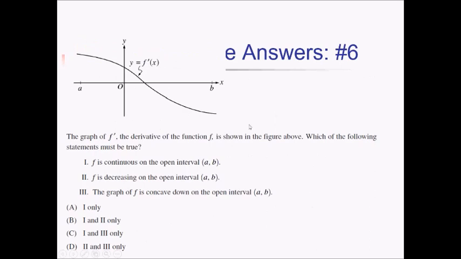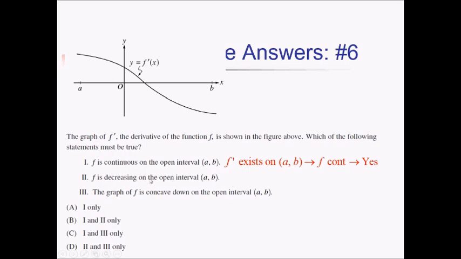For this problem, we're given the graph of f prime, and we want to know which of these statements has to be true. So looking at them one at a time, first one, f is continuous on the open interval from a to b. Well, this has to be true because f prime exists on this whole interval. So if f is differentiable, because f prime exists, then f is also going to be continuous. So just to write it out here, f prime exists, therefore f is continuous, therefore yes, this has to be true. All right, next one.